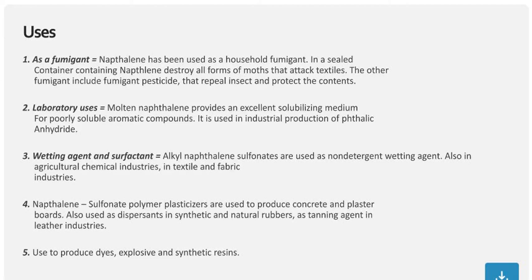Wetting agent and surfactant: alkyl naphthalene sulfonates are used as non-detergent wetting agents, also in agriculture, chemical industries, and in textile and fabric industries. You know, my friend, naphthalene sulfonate polymer plasticizers are used to produce concrete and plaster board. Also used as a dispersant in synthetic and natural rubber, as a staining agent in the leather industries. Used to produce dyes, explosives and synthetic resins.